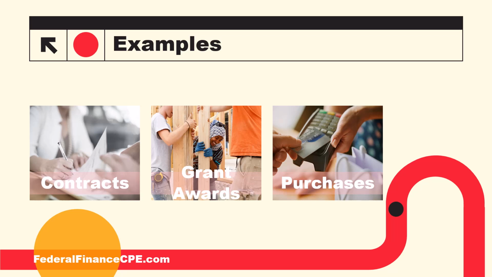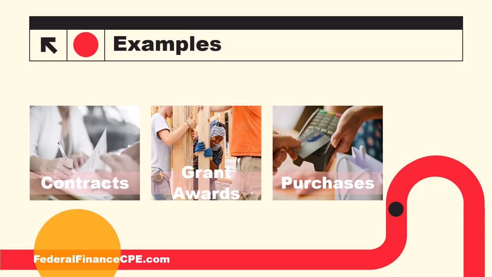Next, we have grant awards. Consider when your agency awards a grant to a research institution or state government. The moment you sign that grant agreement, you've created an obligation. The government has made a legally binding promise to provide that funding, even though the research project might not start for months.